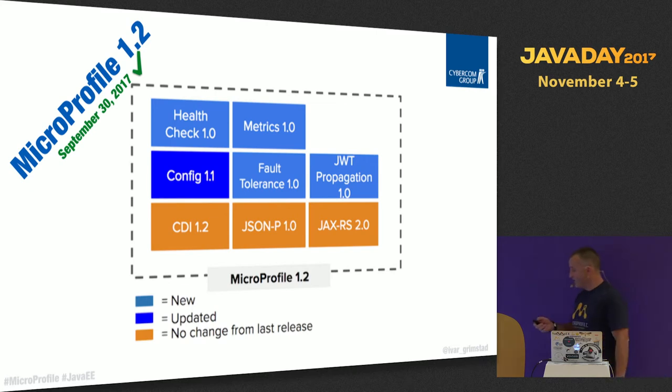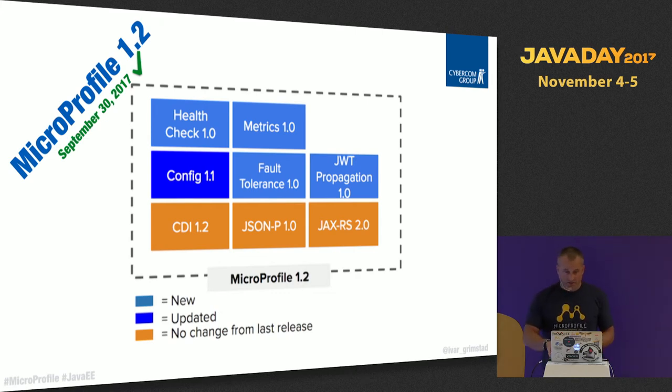Right, we have the config. It's been upgraded a little bit, so we have config 1.1, but it's just some minor tweaks. And it's added some stuff that is really useful for microservices, such as health check, metrics, fault tolerance, and JWT propagation. And it also has the existing CDI, JSON-B, and JAX-RS from MicroProfile 1.0.